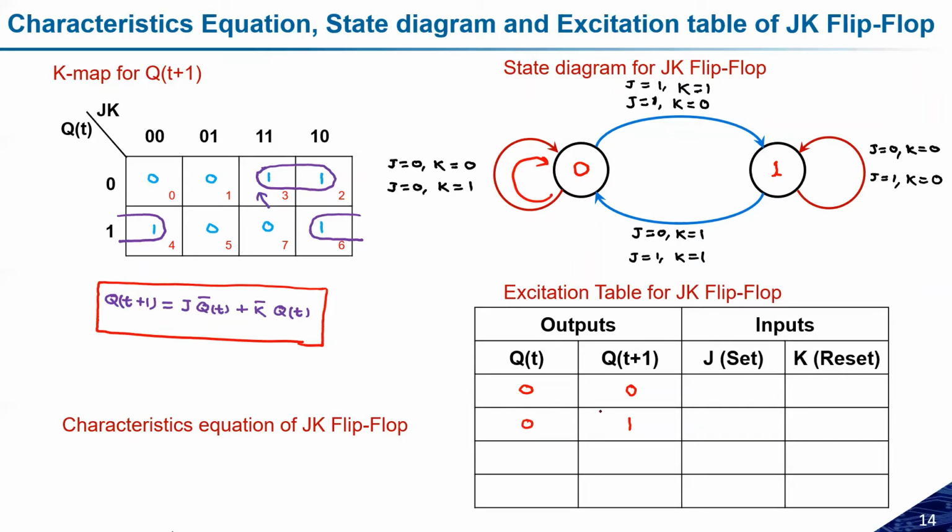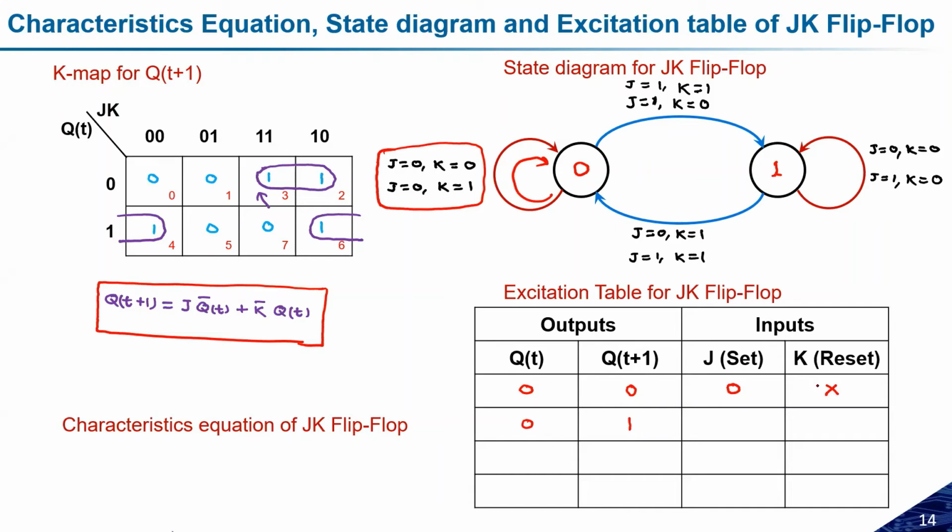If I'm considering 0 0, where qt is 0 and qt plus 1 is again 0, we are getting these two cases. These two cases are responsible for this one. If we clearly see here, j is 0 for both the cases, but k can be anything, either 0 or 1. So I need to keep j equal to 0 and k as a don't care condition, because both combinations of k will give you the same state. So k will be the don't care condition. This is the first case.